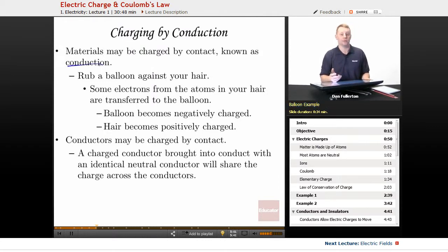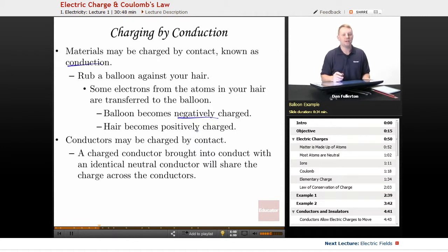And here's a trick you can try. Rub a balloon against your hair for a little bit. Some electrons from the atoms in your hair are transferred to the balloon, an example of conduction. The balloon, therefore, picks up some extra electrons. It becomes negatively charged, while your hair, by the law of conservation of charge, must become positively charged.